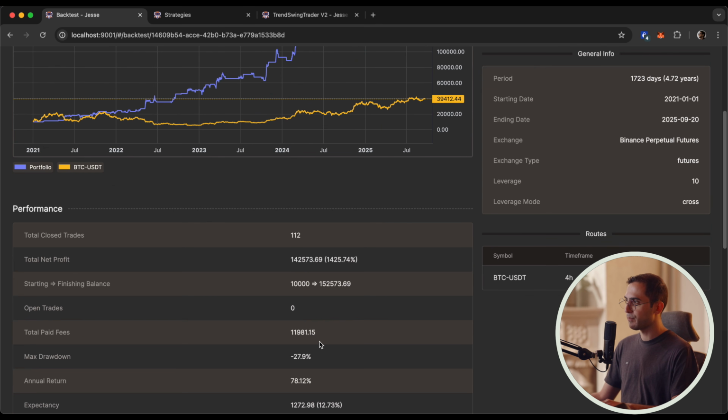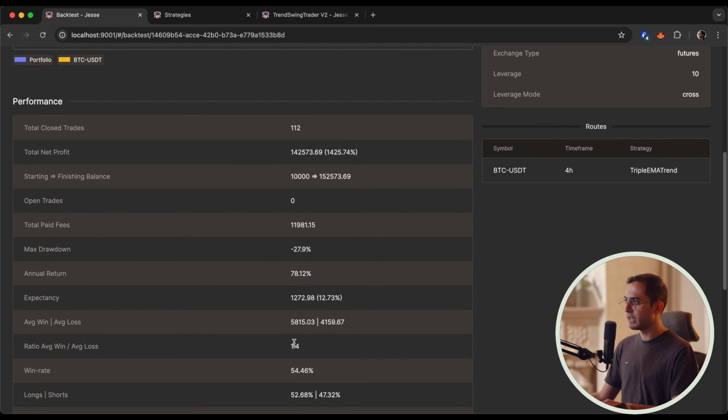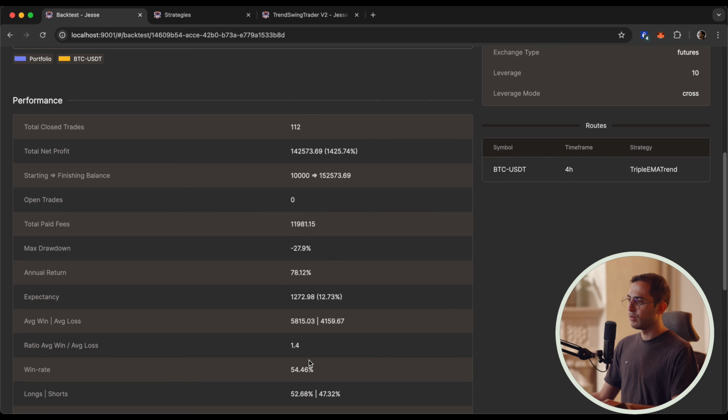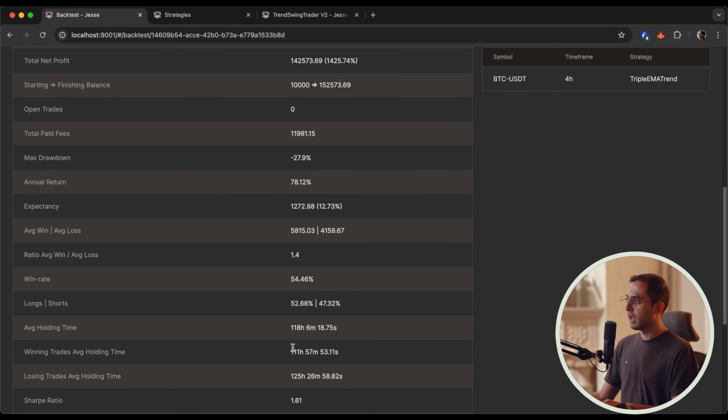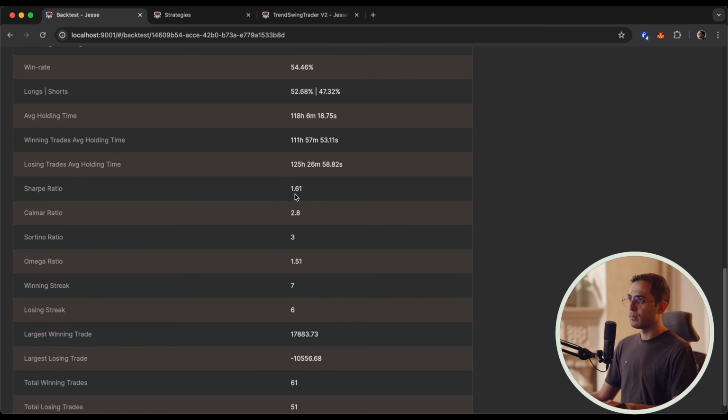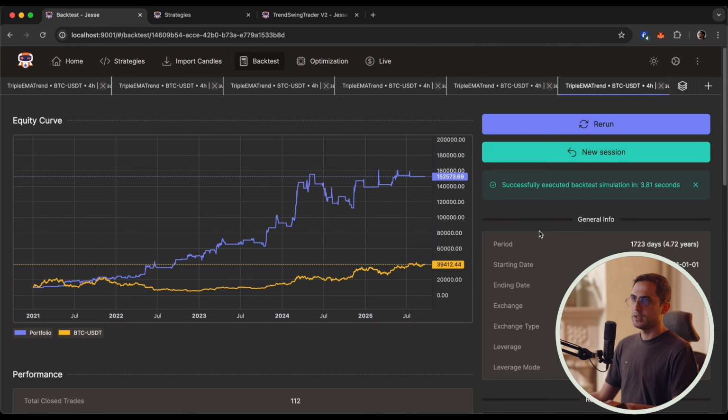1,425% in profit with a max drawdown of minus 27%. So this is really great. The win rate is 54%. For a strategy with a profit factor of 1.4, this is really good. And then the average holding time is 118 hours. Again, be careful with this. You're going to need to be patient with it. And the Sharpe is 1.61, which is really amazing.